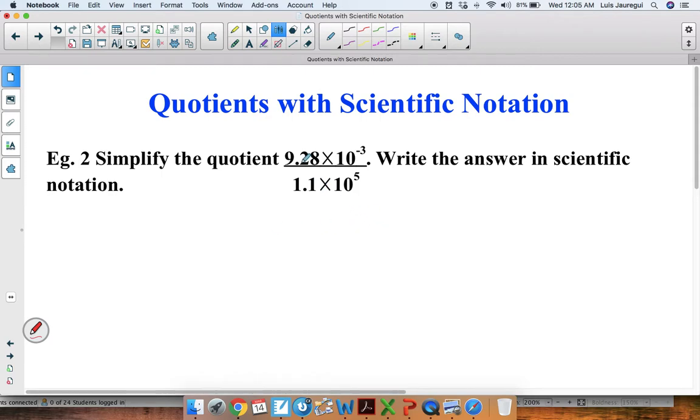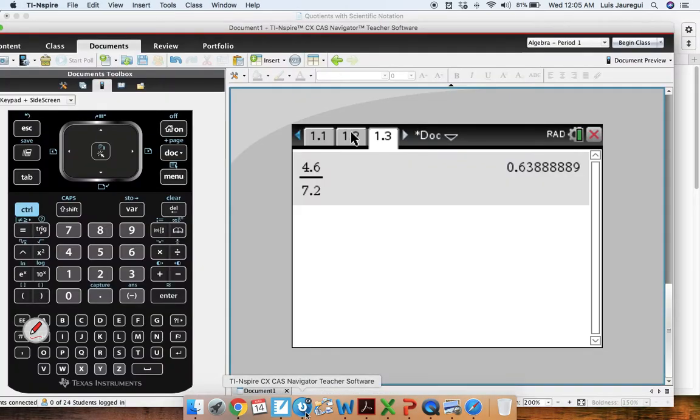Example 2. Simplify the quotient 9.28 times 10 to the negative 3 divided by 1.1 times 10 to the 5th. Write the answer in scientific notation. One more time, we're going to take this quotient into two parts: the two numbers that don't have the base in common, and the two that do. We're going to use technology for the first component. So we have 9.28 divided by 1.1, and that gives you about 8.40363636. So we can see that the 36 keeps repeating. So this is about 8.4036, where the 36 keeps repeating.